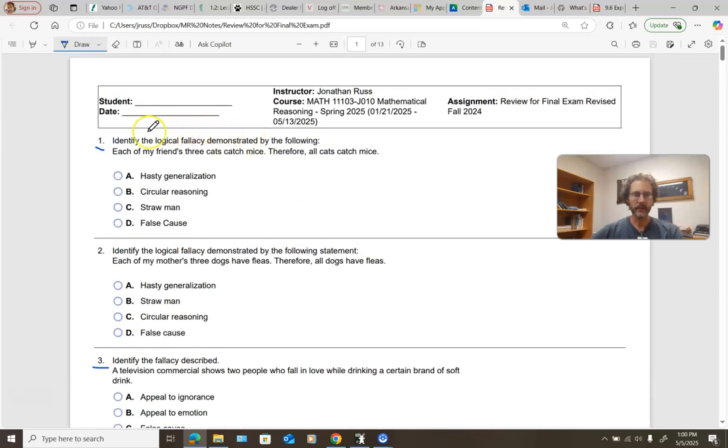All right, number 1, it says identify the logical fallacy demonstrated by the following. It says each of my friends' 3 cats catch mice. Therefore, so this is your, if you remember, this is your conclusion over here, and this is your premise, okay? Each of my 3 cats catch mice, and then the conclusion, therefore all cats catch mice. So this is an example of a hasty generalization. Okay? Just because those 3 cats catch mice doesn't mean all cats catch mice.